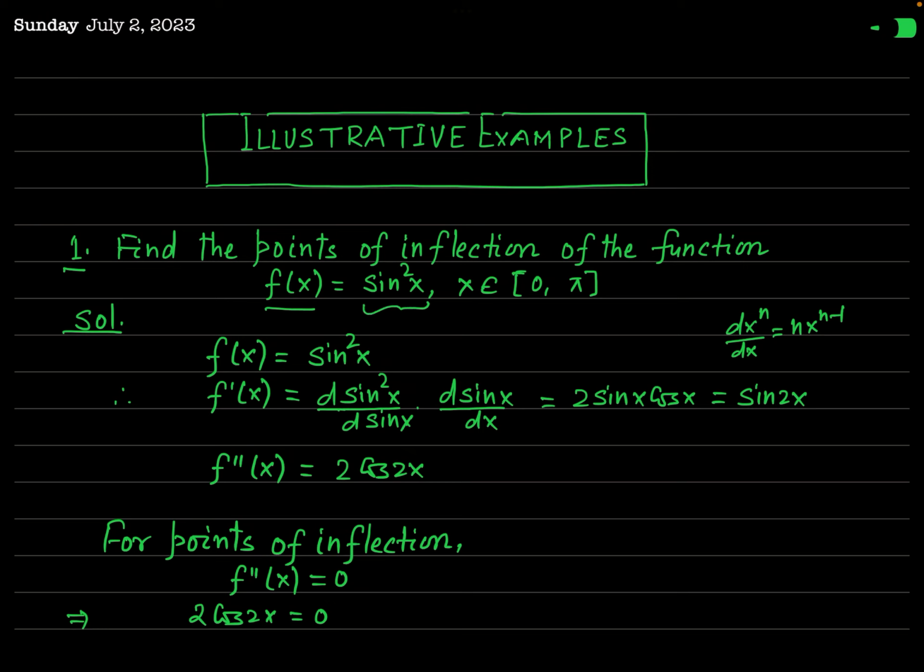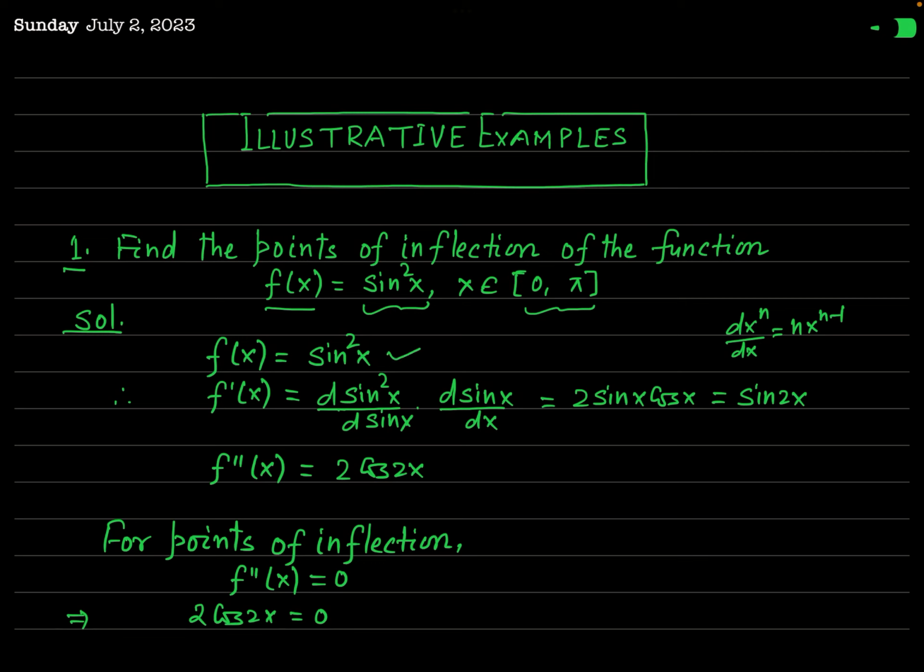Let us see the first example. Find the point of inflection of the function f of x equal to sine square x. Here our function is sine square x, and it is given that the value of x lies in the closed interval 0 to pi. It means x lies between 0 and pi. This is the restriction. So to solve such problems, let us follow all those instructions. Our given function is f of x equal to sine square x.